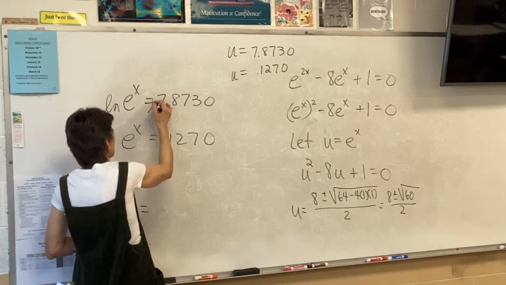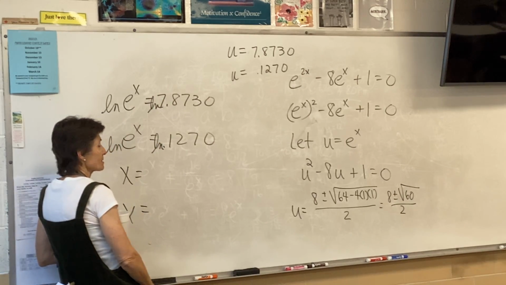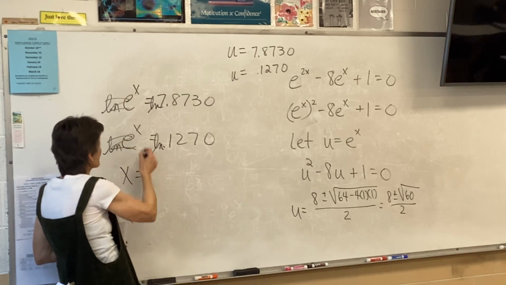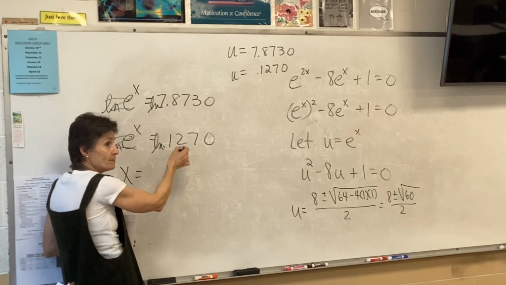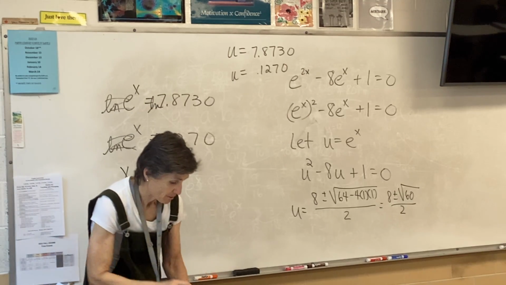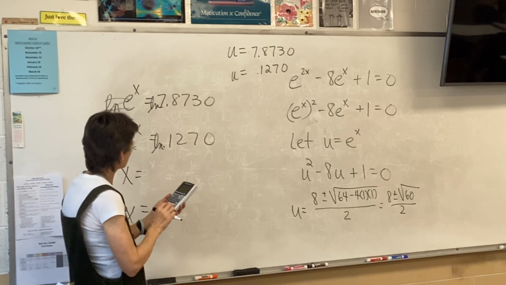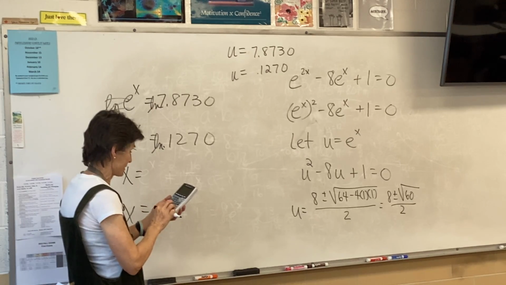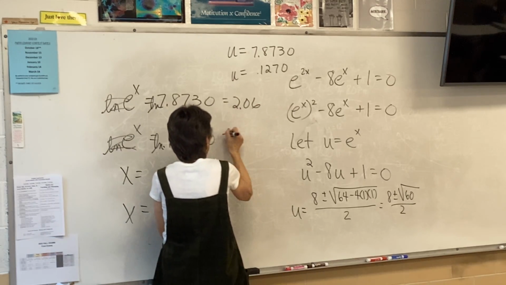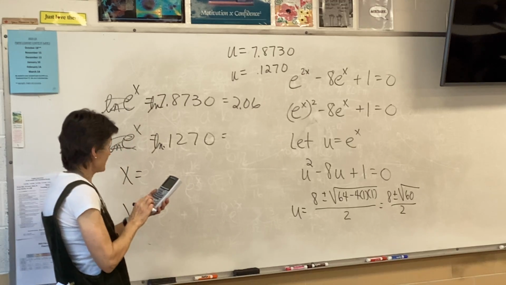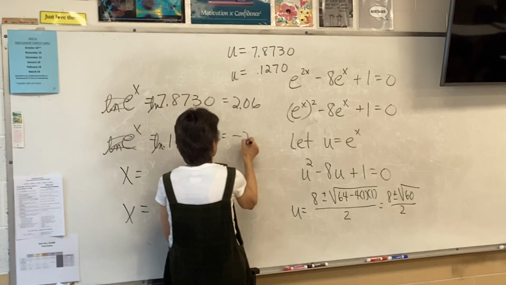And what happens when we do that? This is so cool. What happens? The e cancels. All that's gone, so what does x equal? Either ln that or ln this, right? This time we're going to get two answers. They're both okay. ln 7.873. So I got 2.06 for one answer. And then ln 0.127, negative 2.06 for that one.